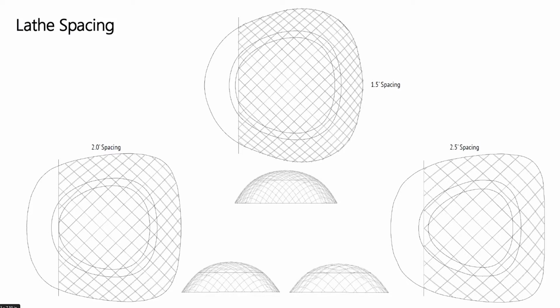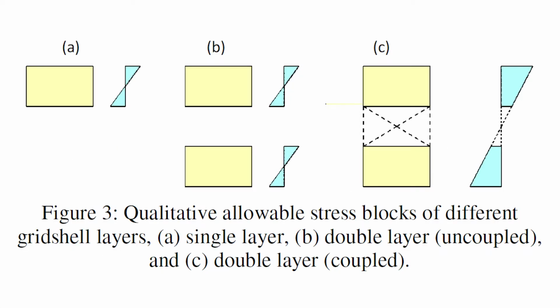After the structural analysis, we saw that the structure was so efficient that any spacing less than 2.5 feet was sufficient. However, when the laths were spaced more than 1.5 feet, the form finding made the perimeter more square in shape and the height of the structure decreased. So we decided to keep it at 1.5 feet.